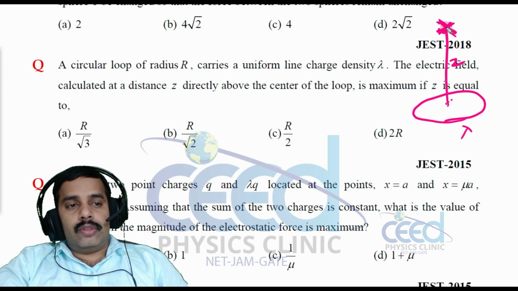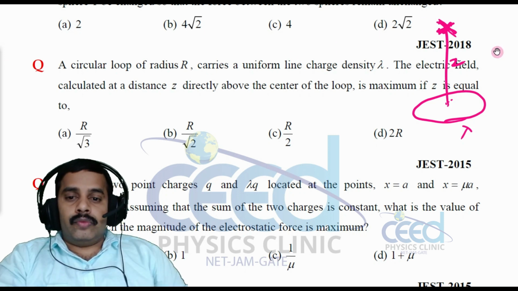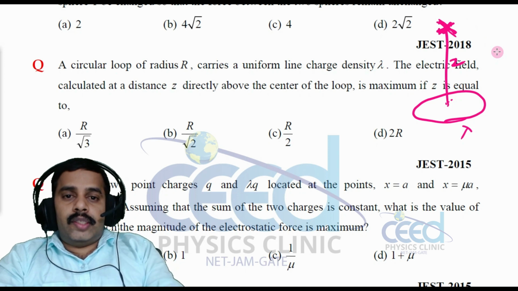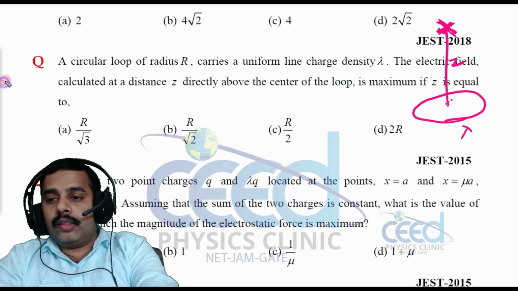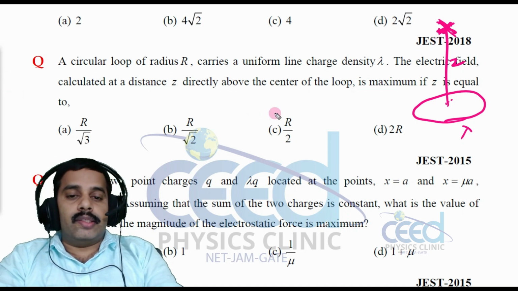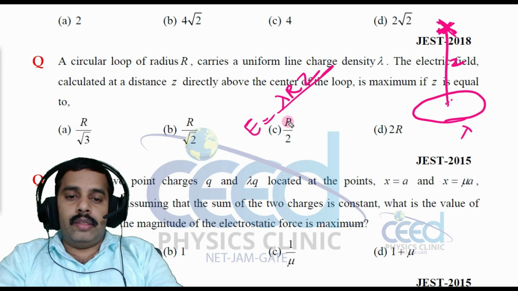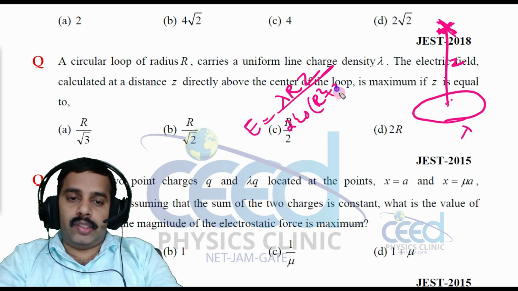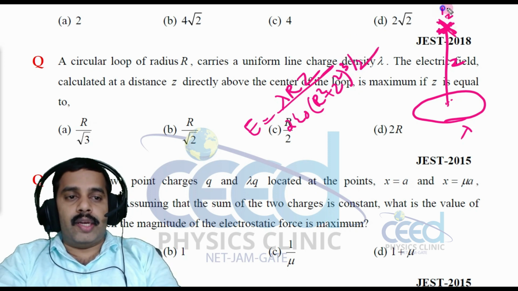That is given by, we have already studied, along the z axis the electric field is equal to lambda r z divided by 2 epsilon 0 into r square plus z square whole raised to 3 by 2. This equation we have already derived. It is along the z cap direction.